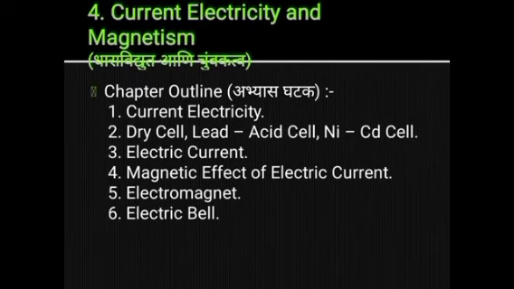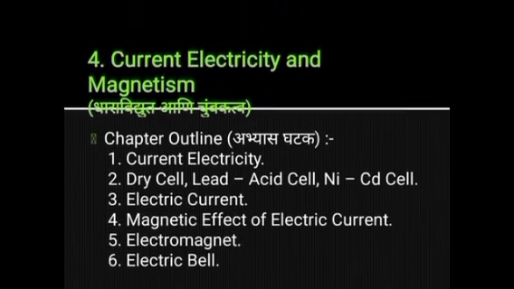Hello students, let's learn our next lesson: Current Electricity and Magnetism. In this lesson we have to learn about the 6 contents: current electricity, different cells, electric current, magnetic effect of electric current, electromagnet and electric bearing.